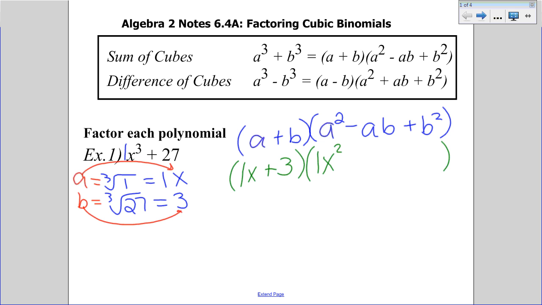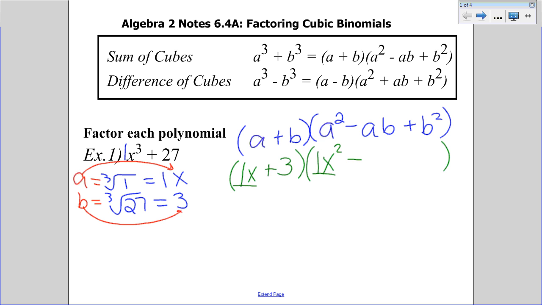I usually recommend that students stop at this point and multiply these two things together. What's 1x times x squared? x cubed. Is that my first term? Yeah. So far, so good. Those first two terms should always multiply to give us the first term of our sum of cubes.